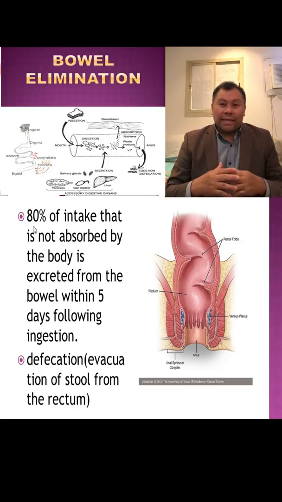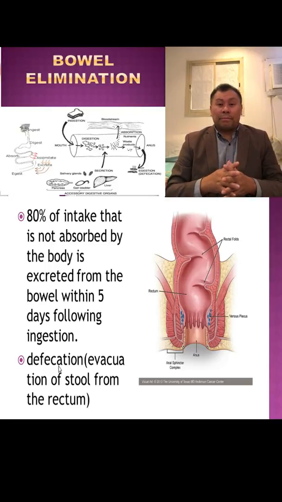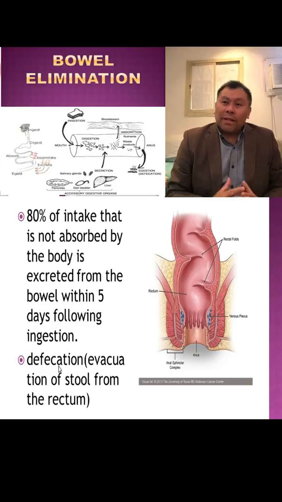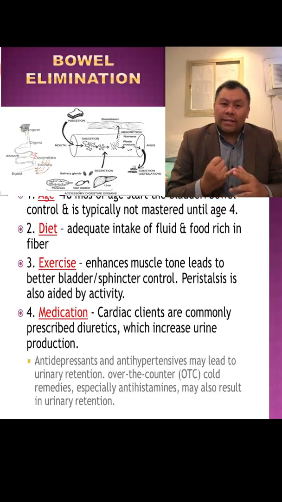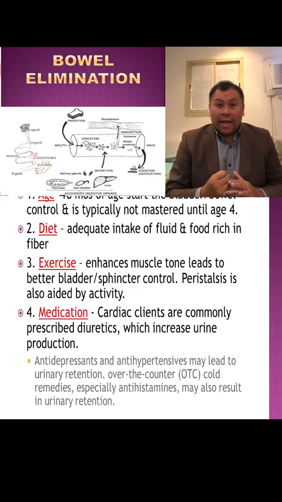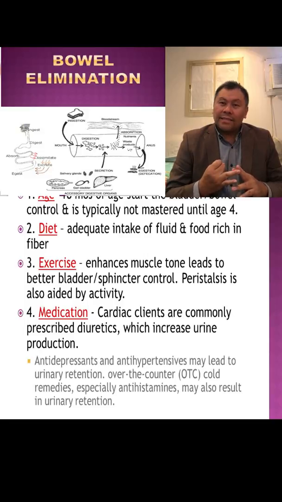So we have defecation, the evacuation of stool from the rectum. And what are the factors that will affect elimination? Number one, we have age. At 18 months, children start bladder and bowel control, which is typically not mastered until age 4. Number two, diet: adequate intake of fluid and food rich in fiber.